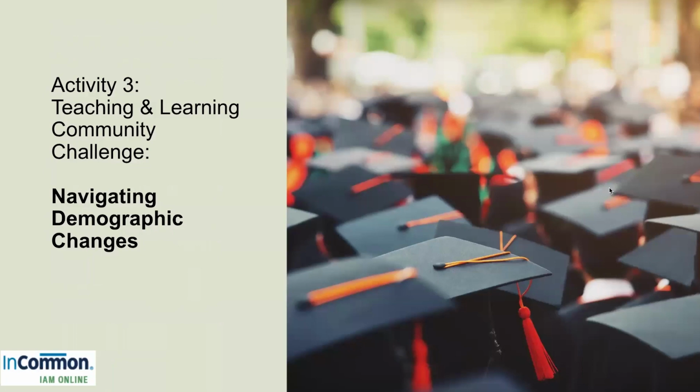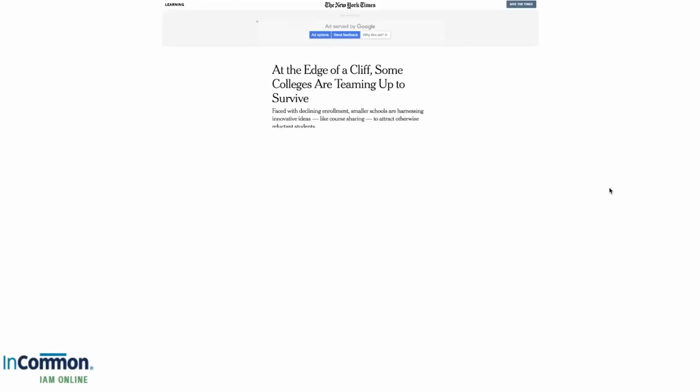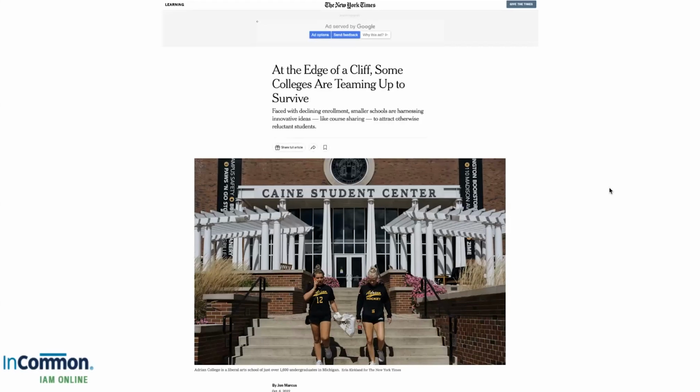Activity 3 is one that I'm really excited about. You'll see why. It's engaging the teaching and learning with technology focus dimension of campus life differently than we ever have in the past. There's a lot of pressures acting on institutions of any ilk, public or private, large or small. The demographic cliff is real. We're already starting to see evidence of that.